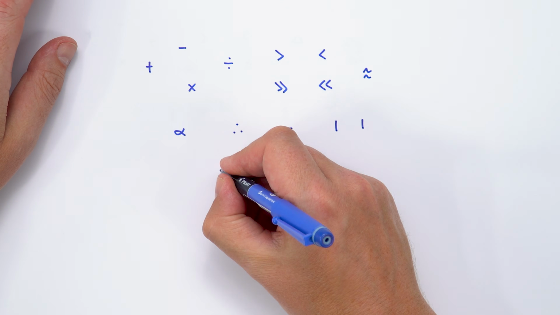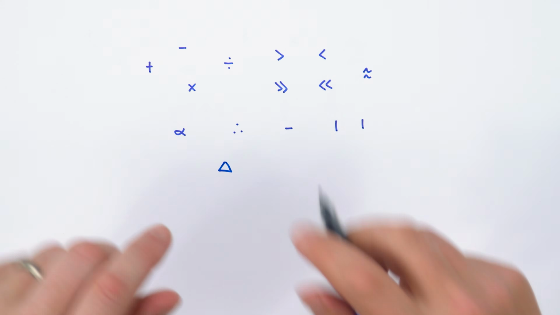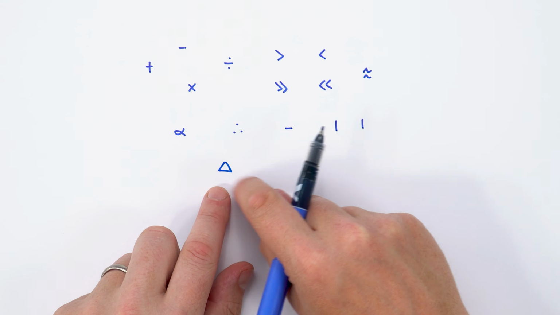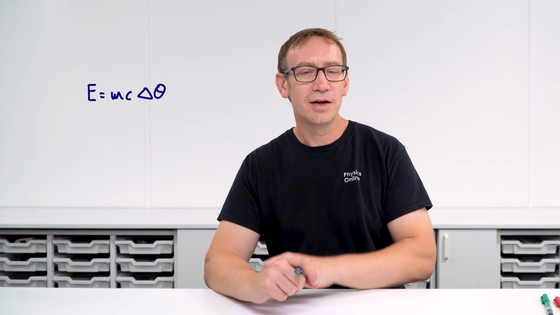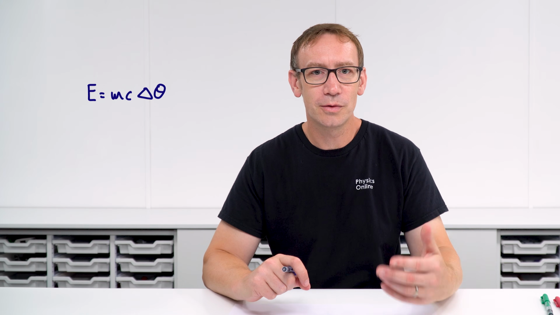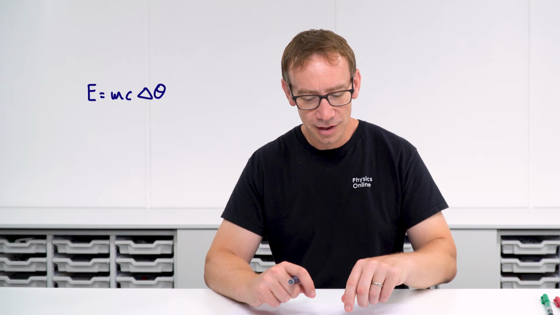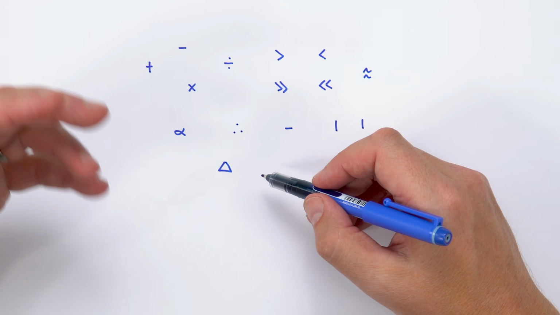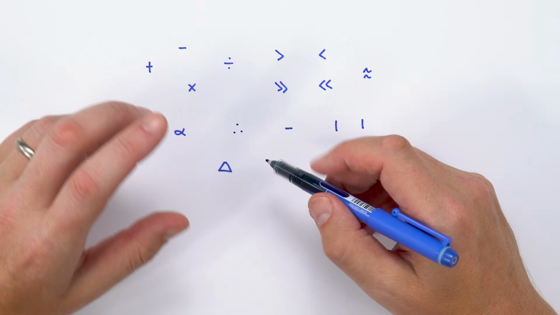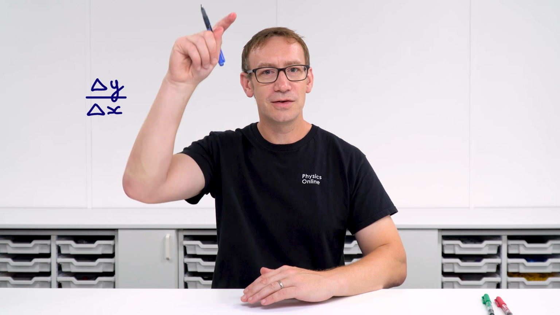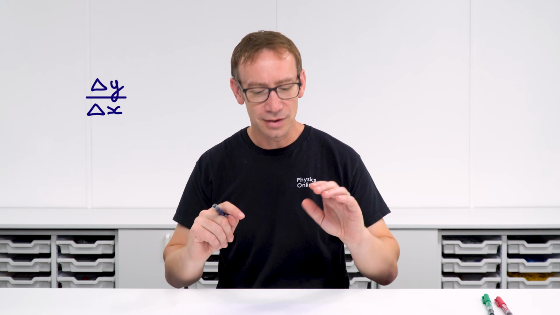And then the final thing is we've got delta. So delta is a large triangle, which means changing. You might be familiar with this from Q or E equals mc delta theta, but this is often useful when it comes to calculating the gradient, where we've got delta y divided by delta x to be the large change in y divided by the large change in x value.